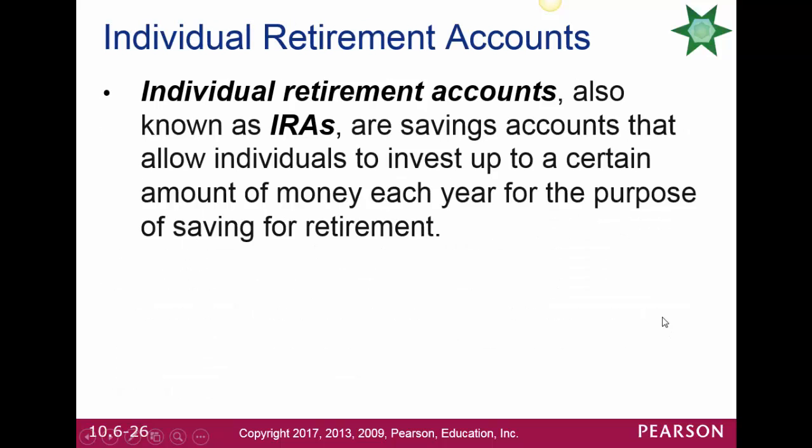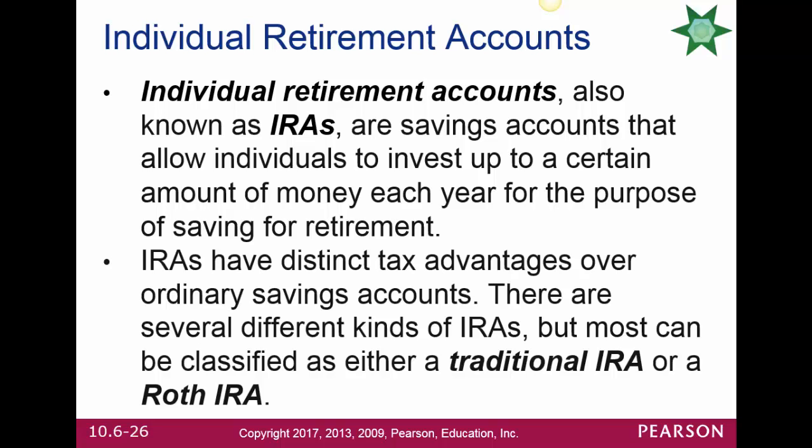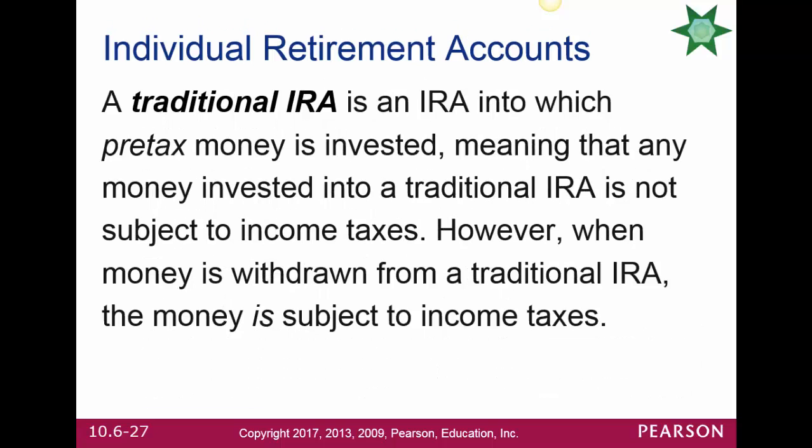Individual retirement accounts, which are also referred to as IRAs, are savings accounts that allow individuals to invest each year for the purpose of saving for retirement. They have distinct tax advantages over ordinary savings accounts. There are two types, and they can generally be classified either as a traditional or as a Roth IRA.